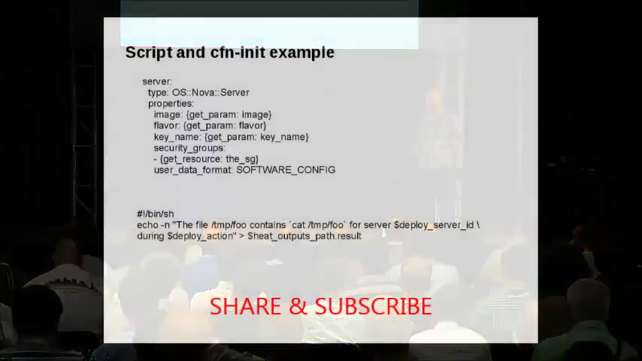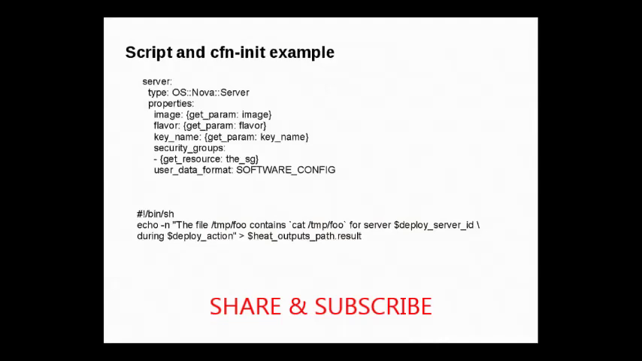Here's the rest of this template. A server resource, which makes no reference at all to the deployments or configs. And then the script itself, which is using those derived inputs I mentioned before, server ID and deploy action, and it's getting the outputs back to the hook by writing out to a known file path. So the result was the name of the output. So really simple.